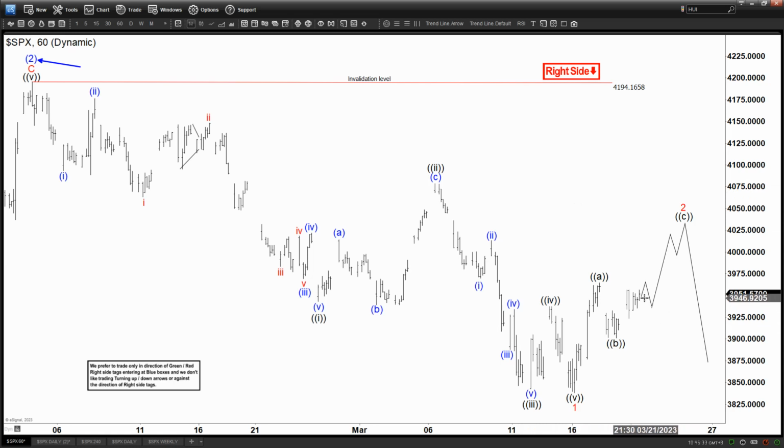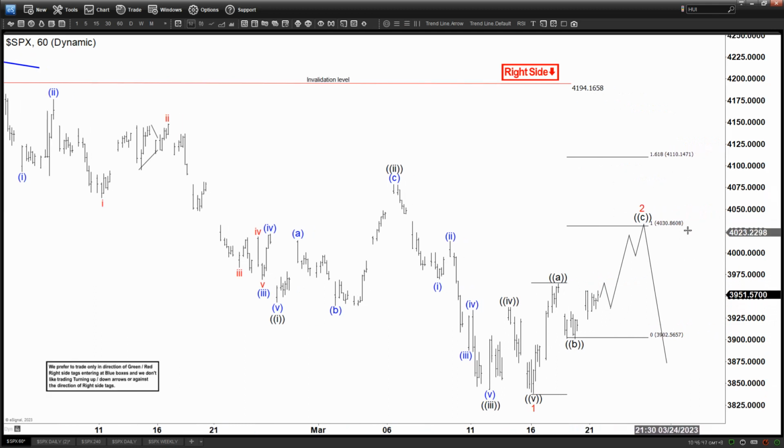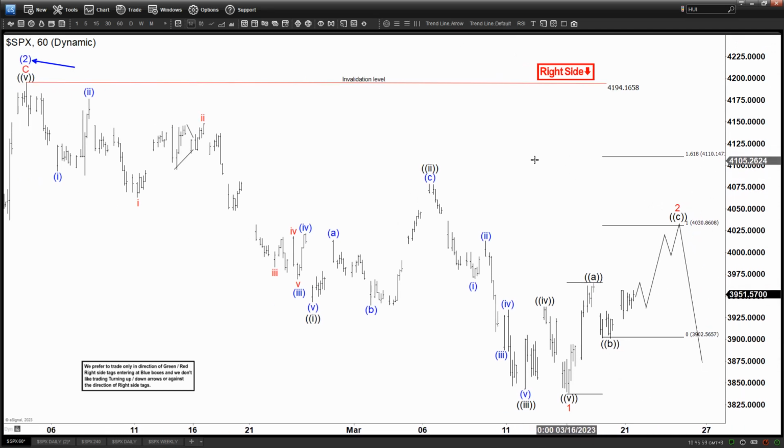And if this really plays out according to what we are looking at here, then approximately in the rally it should fail at the approximately 100% extension to 161.8. So this is a potential area where this wave 2 can end, between 40.30 and 41.10, and then from here we can continue to go down again. Okay, so that is the update for S&P.